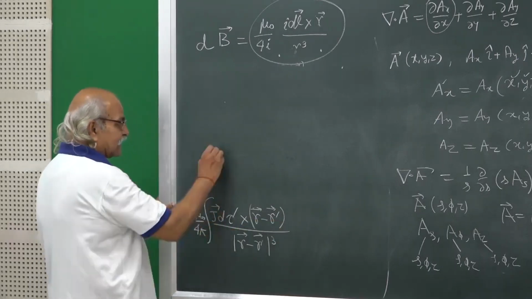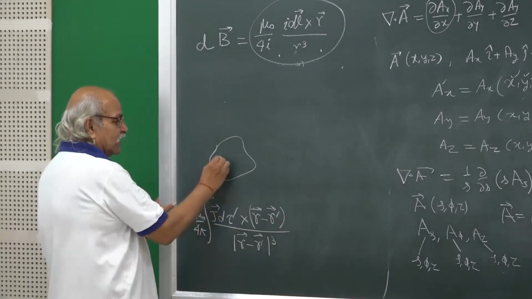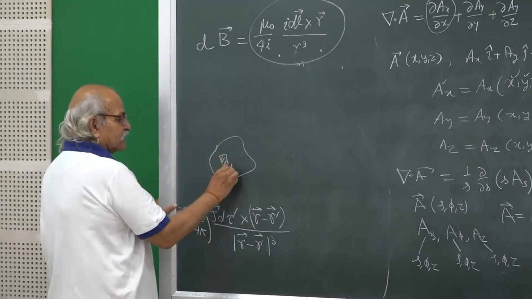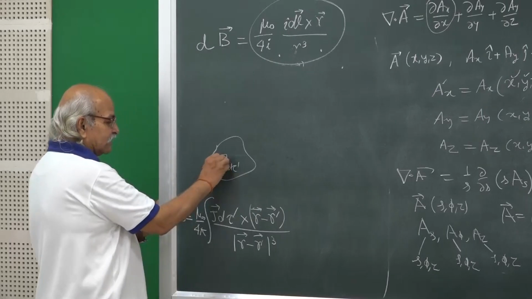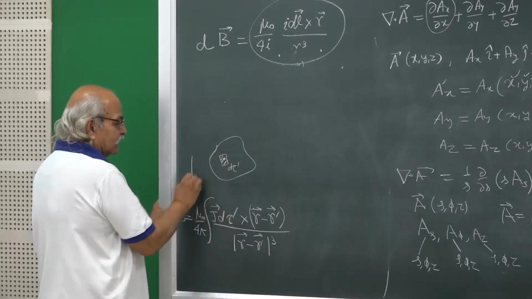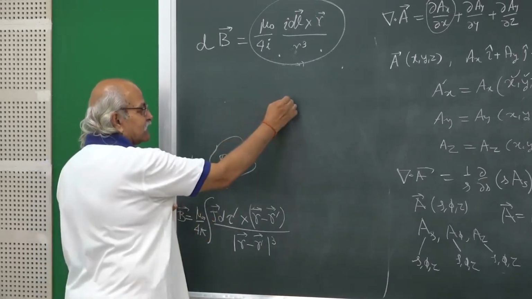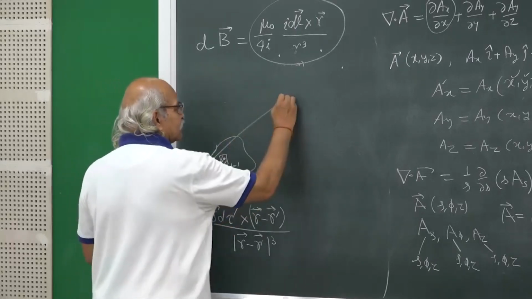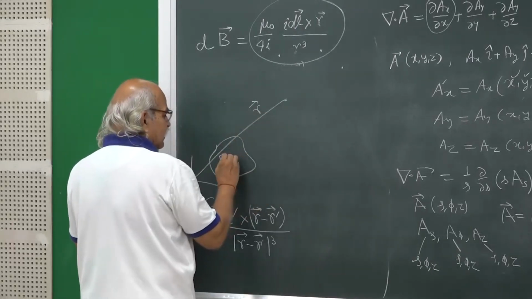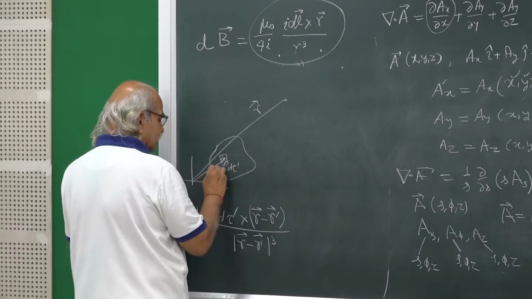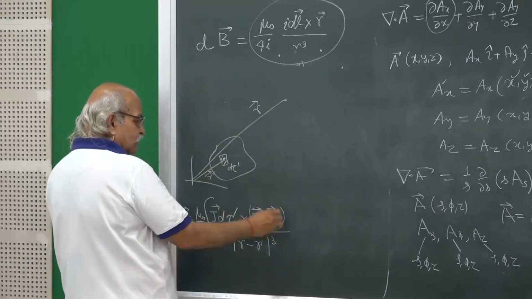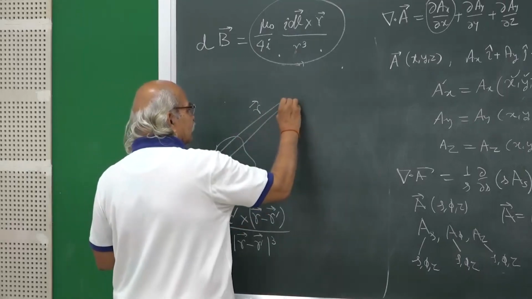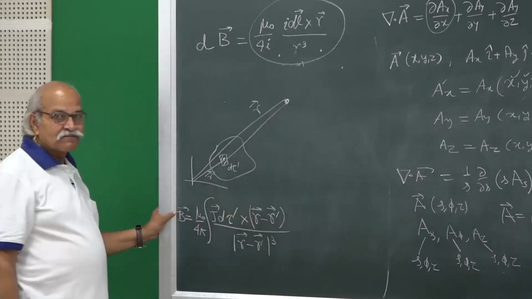This integration, what I am doing, this is the current distribution. I take a small part, this is d tau prime, and I see what is the current here. So current density is J d tau, and then the field point is here. This is r vector, and this is r prime vector, right? So with r vector and r prime vector, we do all this analysis, and get the magnetic field here.